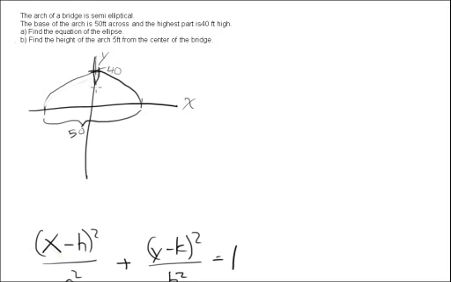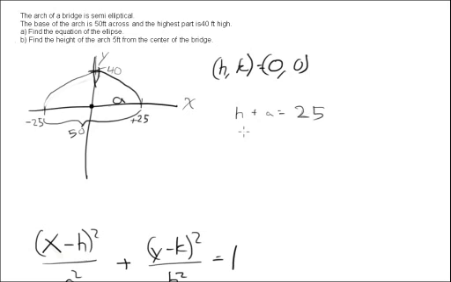So for simplicity's sake, it's easiest to center it at the origin. So (h, k) would be equal to (0, 0). That way, we're dealing with fewer numeric terms. However, we could center this ellipse anywhere we want. So if it's centered at (0, 0), then we know that this is positive 25, and this is negative 25 over here, because it's 50 feet across. And we know that this distance here is a, because this is the vertex, and h plus a is equal to one of the vertices, which here is at 25. If h is 0, 25, therefore a is 25.